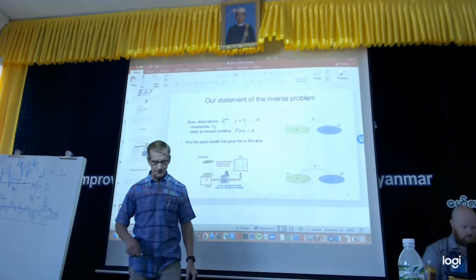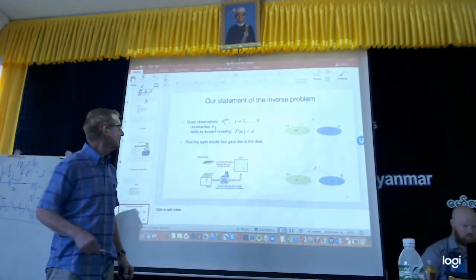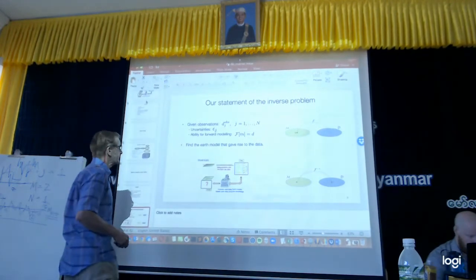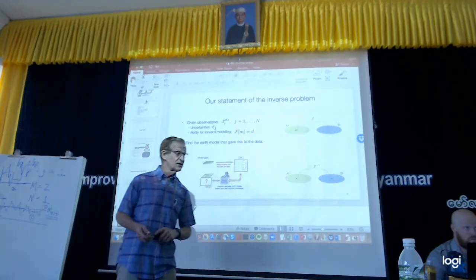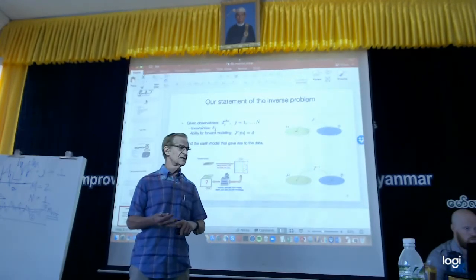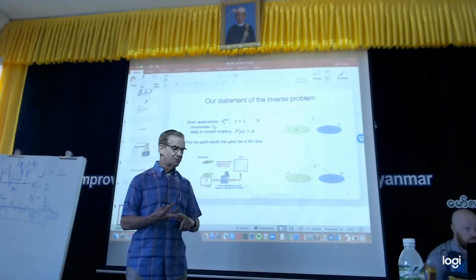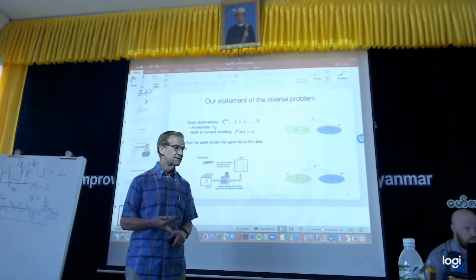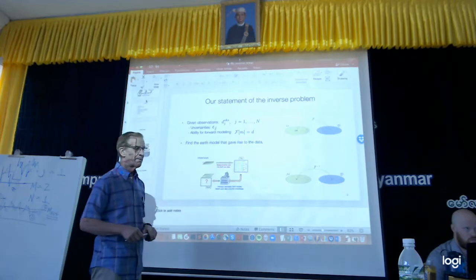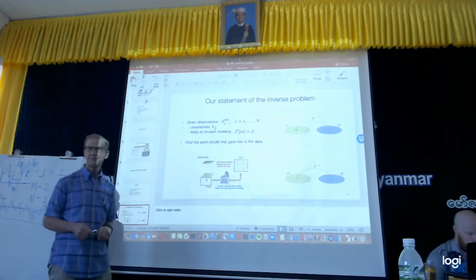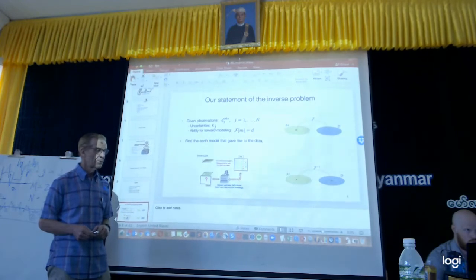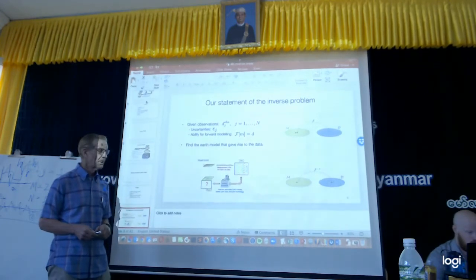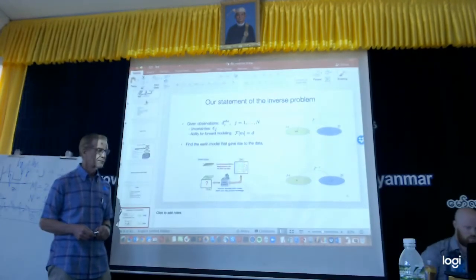Another word for forward modeling is simulation. So forward modeling, simulation. Predicted data. Yeah. So forward modeling in general.